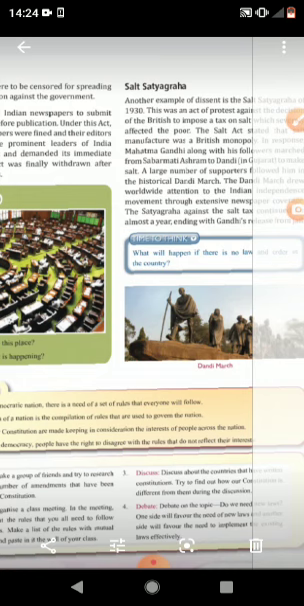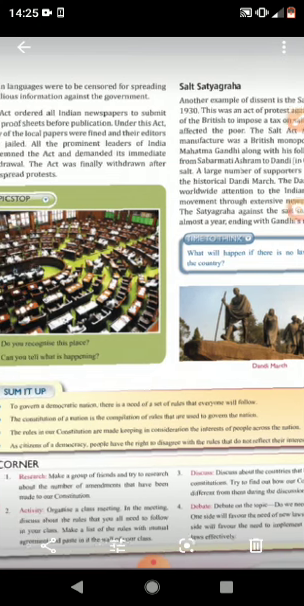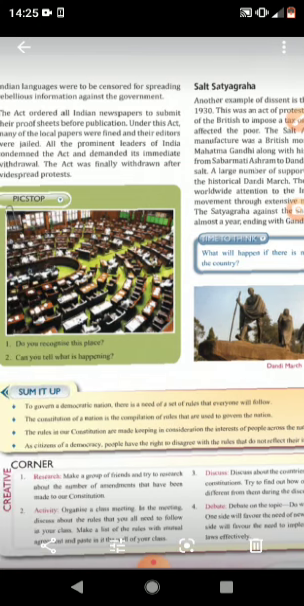So this was not only the end, but it made the British realize that the people of India would no longer accept their monopoly. So I hope you understood this topic, that is laws and dissent. This was actually the last topic.